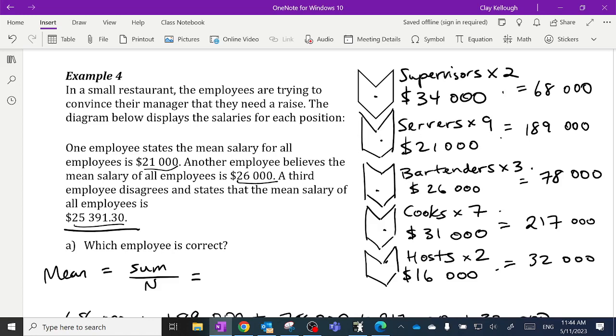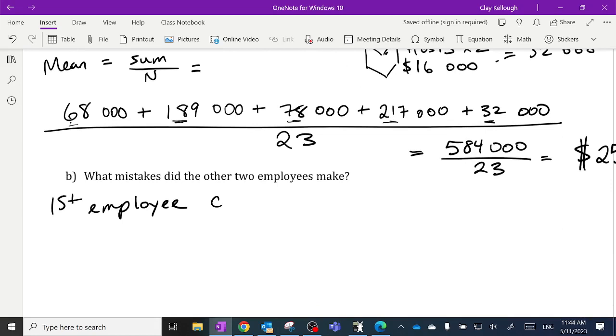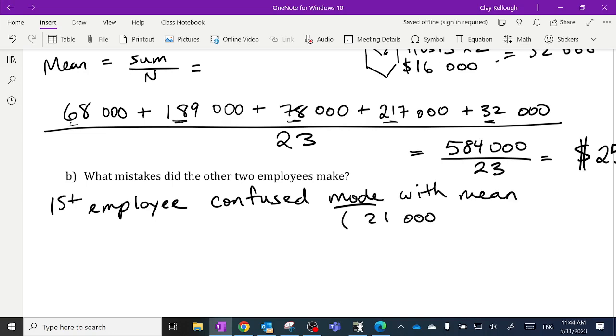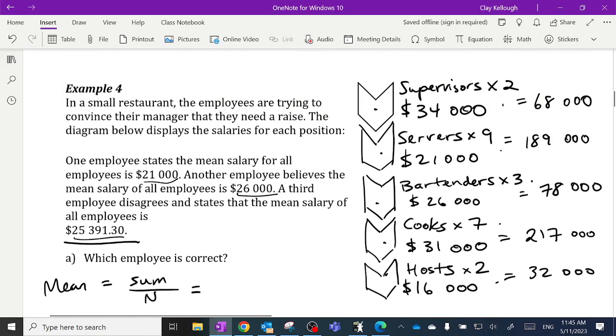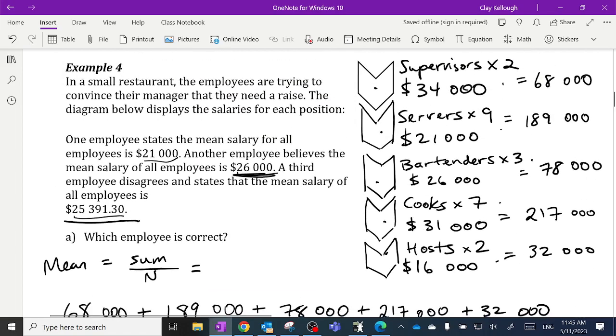That's how much the 9 servers make. So guess what that number is? The first employee confused mode with mean. Right? Because 21,000, I'll put that in brackets, 21,000 is the mode. Any guesses what the second employee did? The second employee said that the mean, according to their calculation, was 26,000. Guess what number that is?